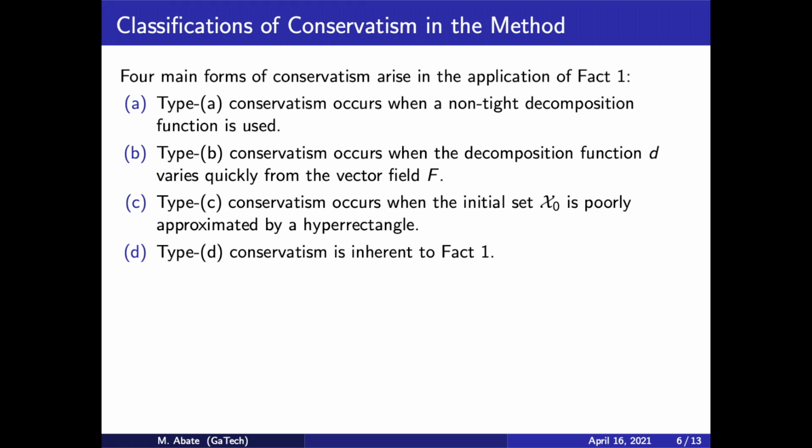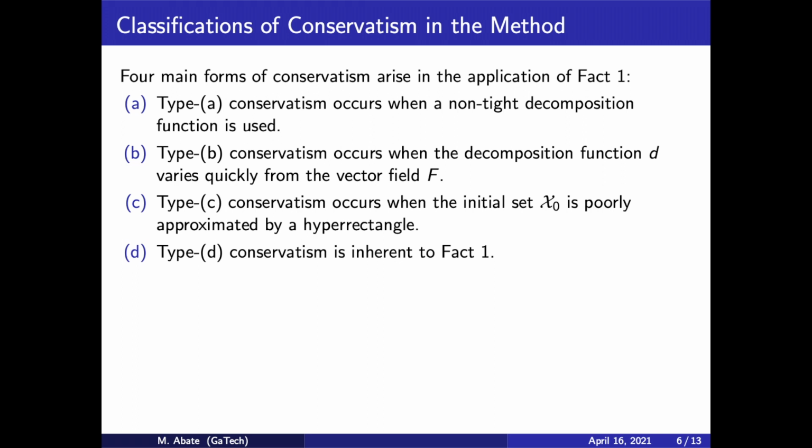Type B conservatism occurs when your decomposition function D varies quickly from your vector field F. In other words, in this case, your initial system x dot is equal to f of x and w is far from a monotone system, so to say. There's also type C conservatism, which occurs when your initial set x naught is poorly approximated by a hyperrectangle. And type D conservatism, which is just inherent to the mixed monotonicity property and cannot be mitigated using the theory and tools discussed thus far.